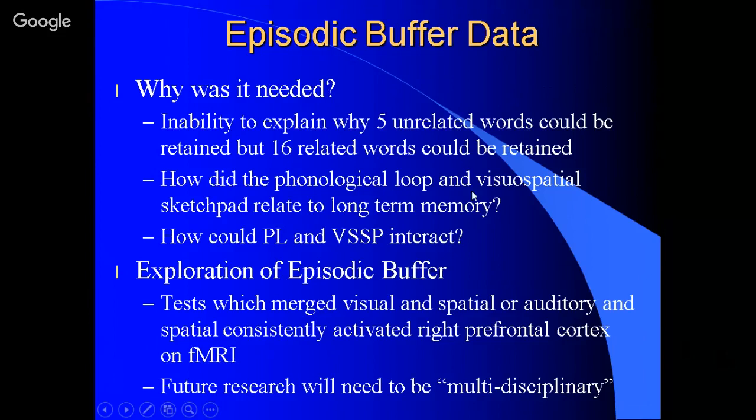And then they were bothered by the fact that they realized that the phonologic loop and the visual sketchpad kept interacting with one another. They were going, well, how does that happen? We need a new piece. And so they proposed an episodic buffer, was what they called it. And then there were tests that merged them. And then they said, this is getting crazy.